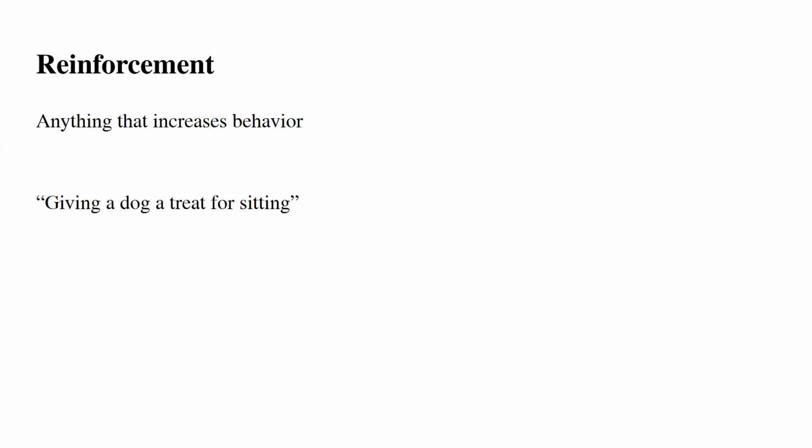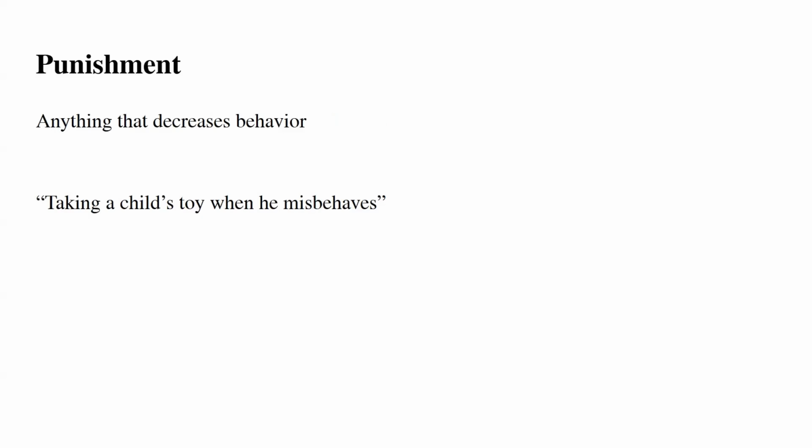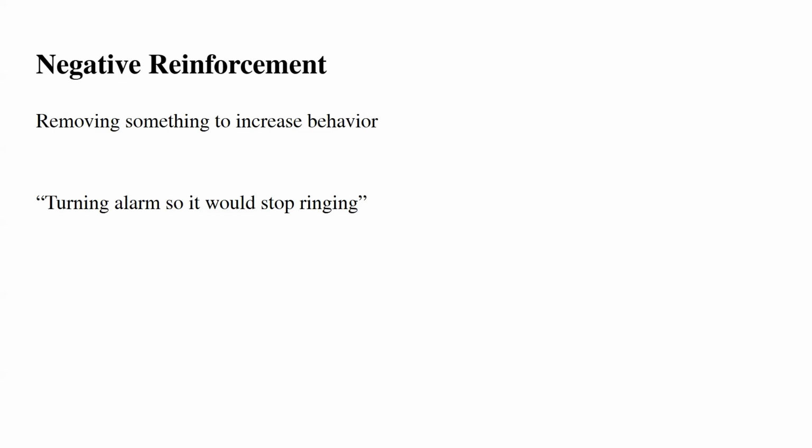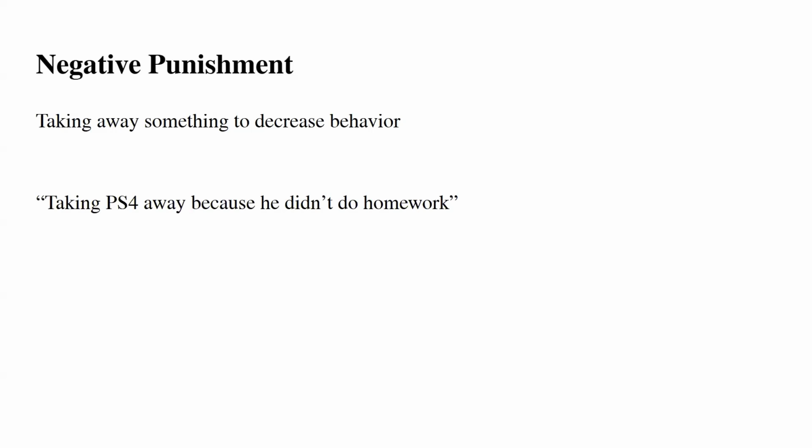Reinforcement is anything that increases behavior. Punishment is anything that decreases behavior. Positive reinforcement is adding something to increase behavior. Negative reinforcement is removing something to increase behavior. Positive punishment is adding something to decrease behavior. Negative punishment is taking away something to decrease behavior.